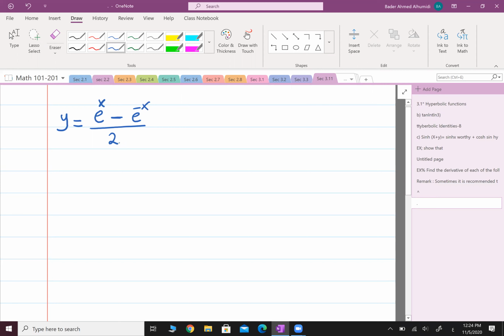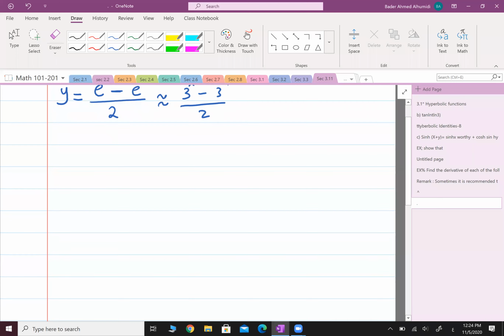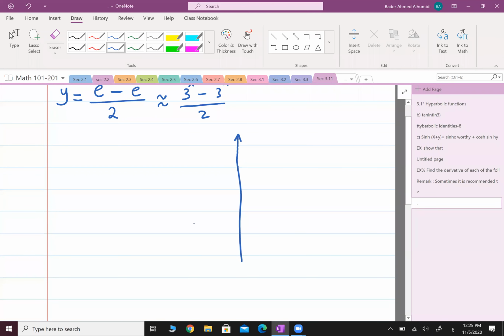Of course, calculating e to the x is not easy, so I will approximate e by 3, for example 3 to the x minus 3 to the power minus x over 2, just for simplification. Or if you have a calculator, it is very easy: you just take points, substitute, and find the result. But now we need to get an idea how to sketch the graph of this.